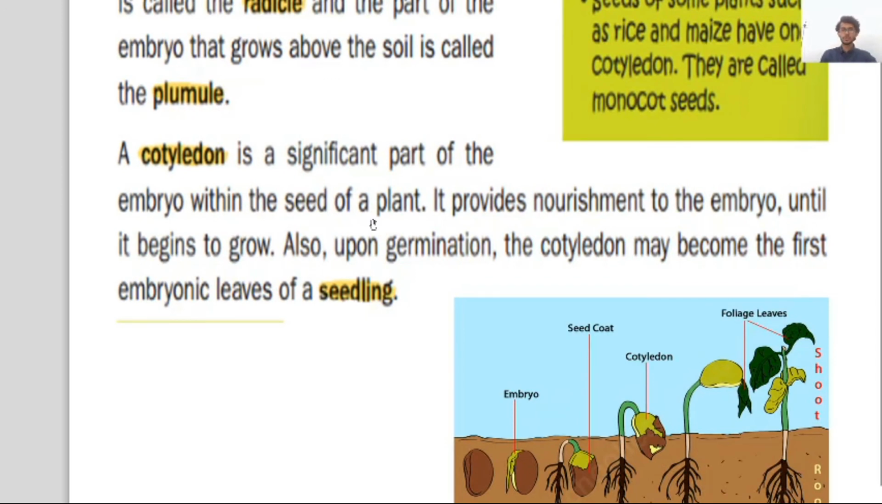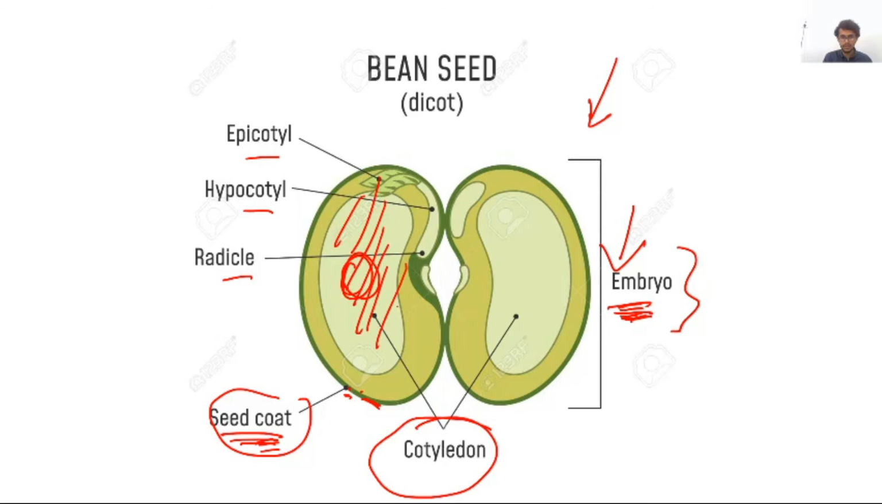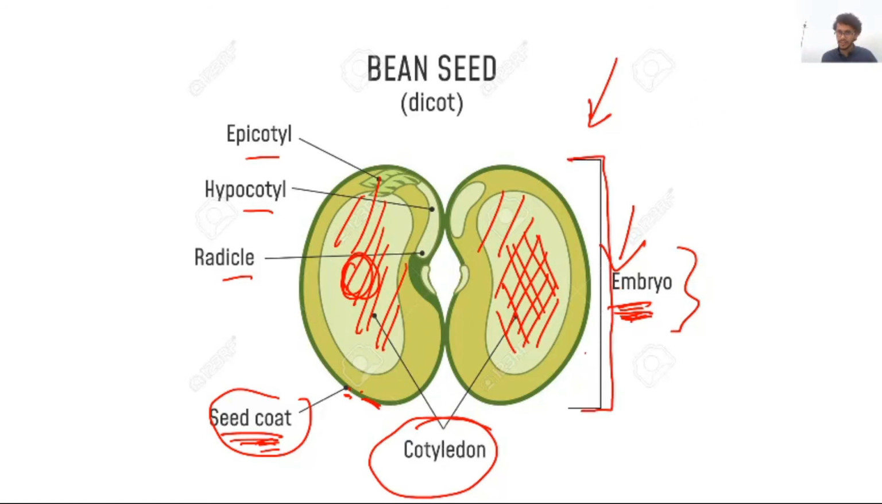Let me show you where a cotyledon is present. You can see, right? Look at this part. All this part is the cotyledon. And where is the cotyledon? Cotyledon is present inside the embryo. This is an embryo, right? This whole embryo is a small baby plant, and inside this small baby plant there is a cotyledon.